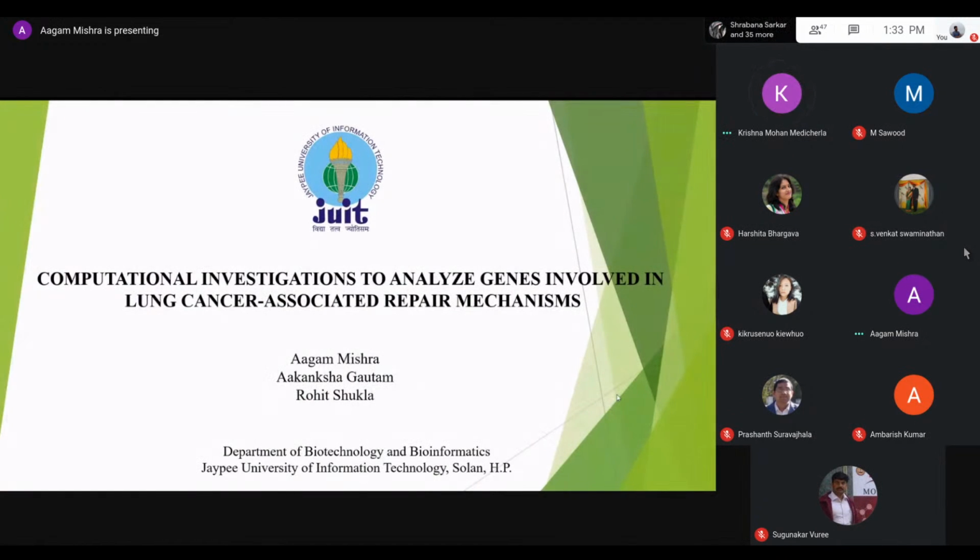Thank you. Okay. My name is Agam Mishra. I'm a fourth year BTech student at the Department of Biotechnology and Bioinformatics at JP University of Information Technology, Solan. I'm going to discuss the computational investigation to analyze genes involved in lung cancer associated repair mechanisms.